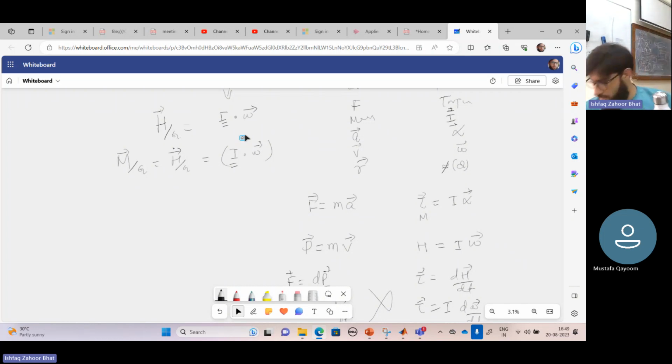So if this is a body, and let us say it is rotating about this vertical axis, we know the angular velocity is along this axis. So you will close your eyes and say that angular momentum is also in this direction. It is fine. I also agree that for this case, the angular momentum and angular velocity are in the same direction. But this is not the general case.